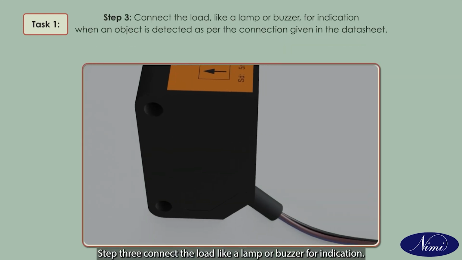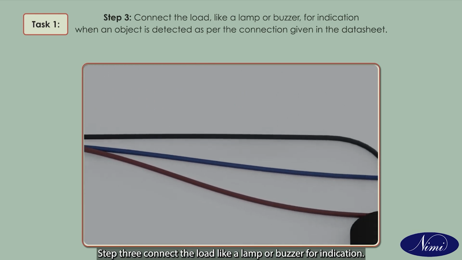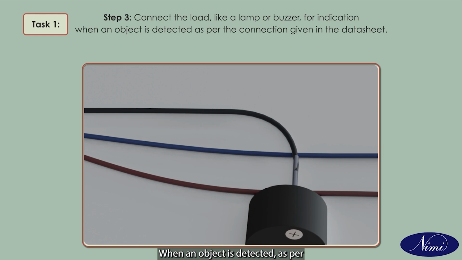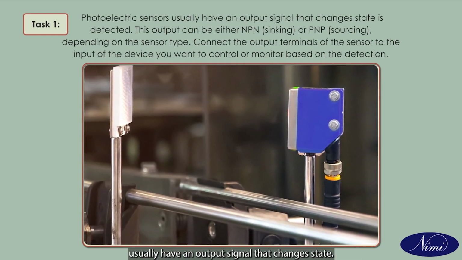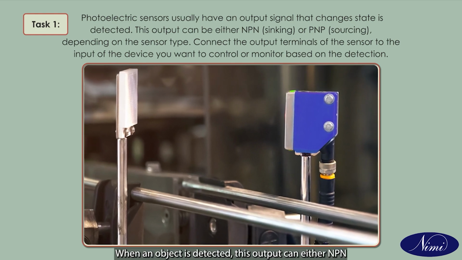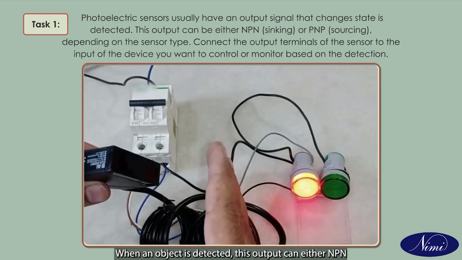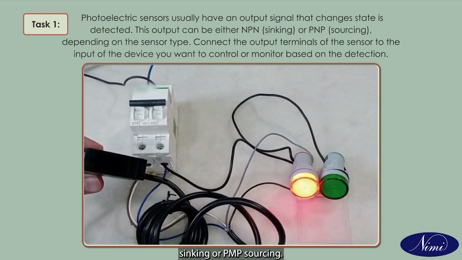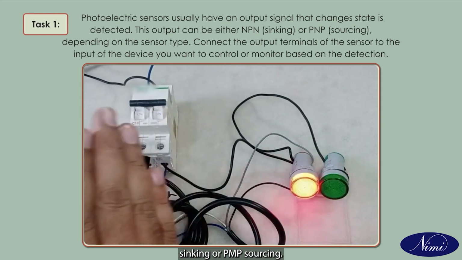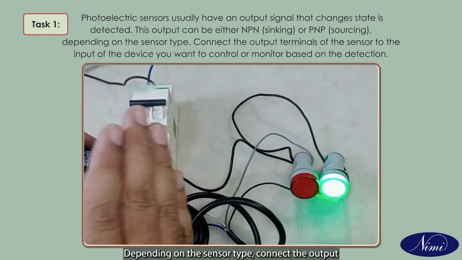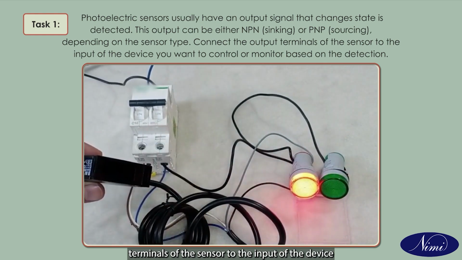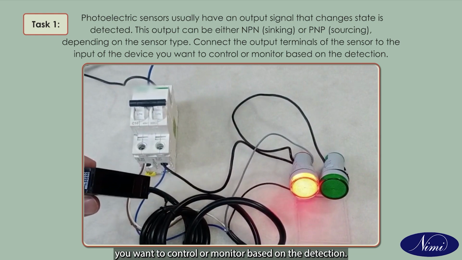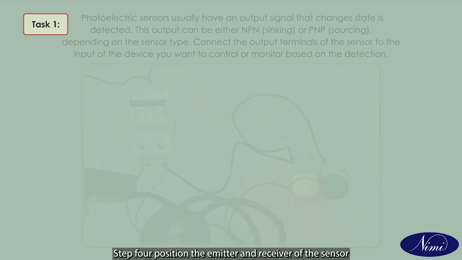Step 3. Connect the load, like a lamp or buzzer, for indication when an object is detected, as per the connection given in the datasheet. Photoelectric sensors usually have an output signal that changes state when an object is detected. This output can be either NPN, sinking, or PNP, sourcing, depending on the sensor type. Connect the output terminals of the sensor to the input of the device you want to control or monitor based on the detection.